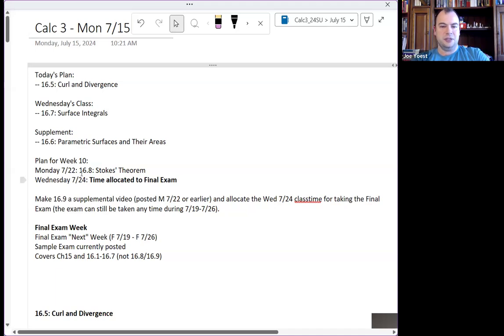Note that 16.8 Stokes and 16.9 divergence theorem are not on the final exam. The final exam is only through this week's material. That gives you a little bit of a buffer to study and to get some of the material under your belt before taking the exam.